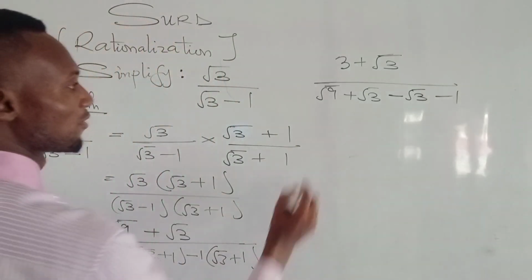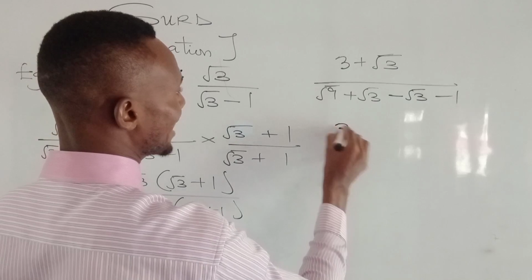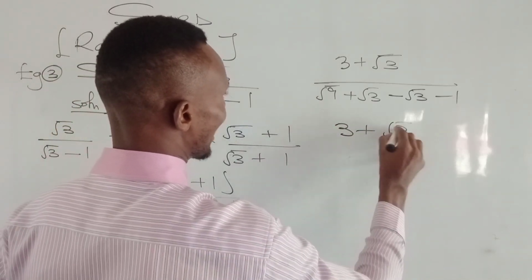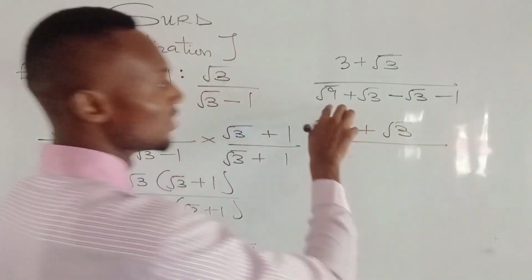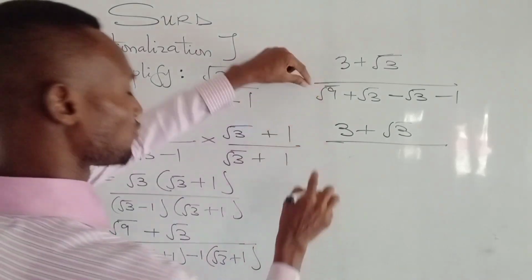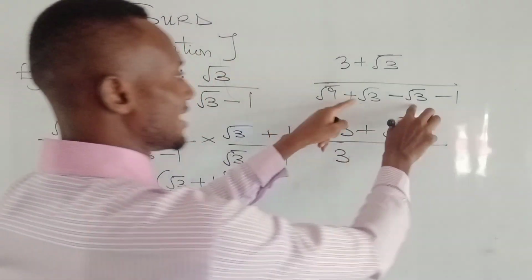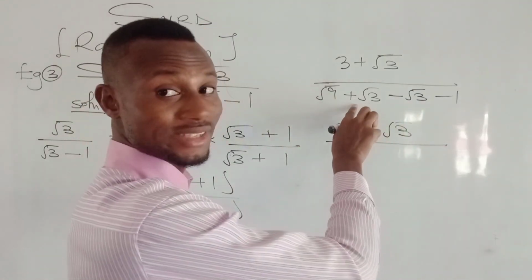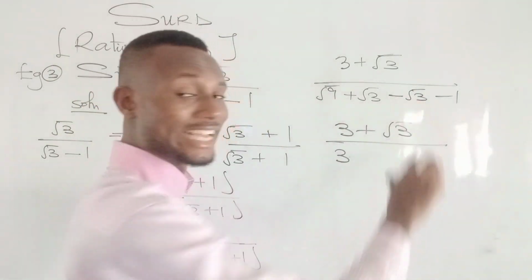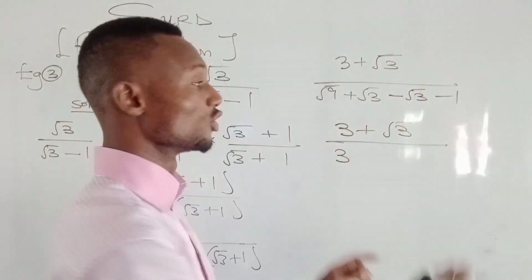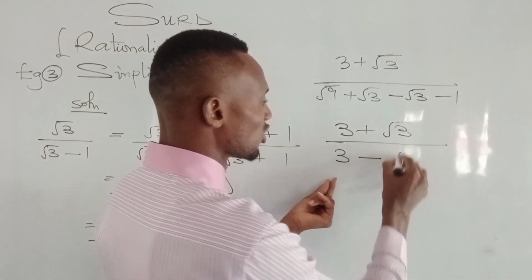Now let's go ahead and simplify further. So I have my 3 plus root 3 at the numerator all over. Let's simplify the denominator. Square root of 9 is 3, so write your 3. Now this and this are like terms. You can see this is positive root 3 and this is negative root 3. They'll cancel away, so we'll be left with our minus 1.